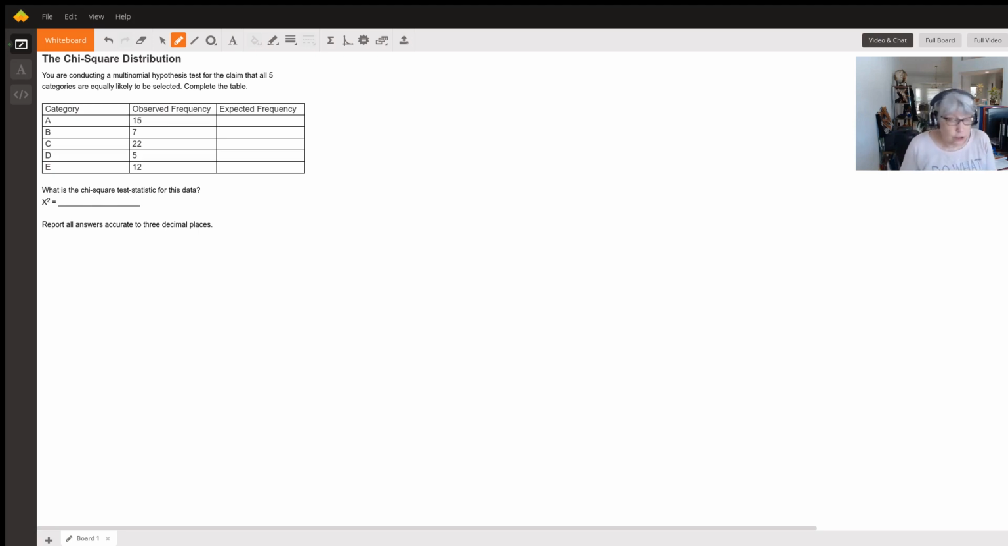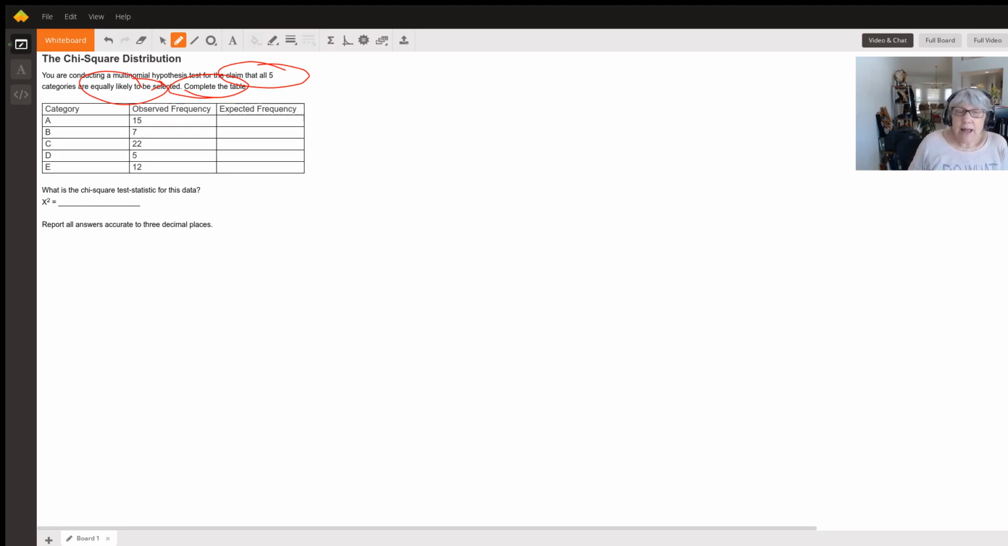The first question that we're asked is to complete the table. That means we want to put in the expected frequencies. That's all they're asking us for when we complete the table. The problem tells us that the claim is that all 5 categories are equally likely to be selected.